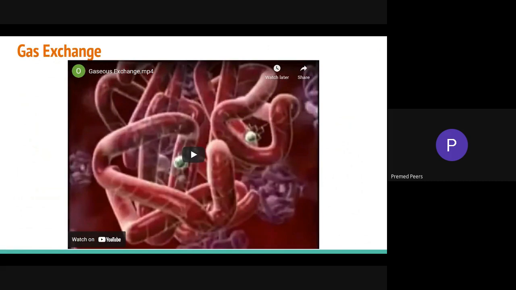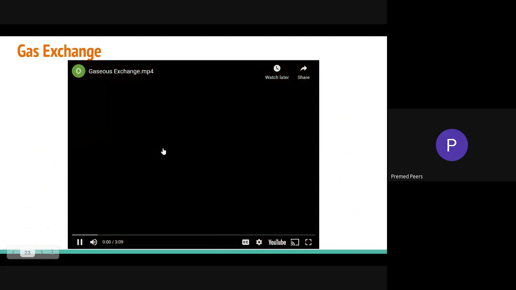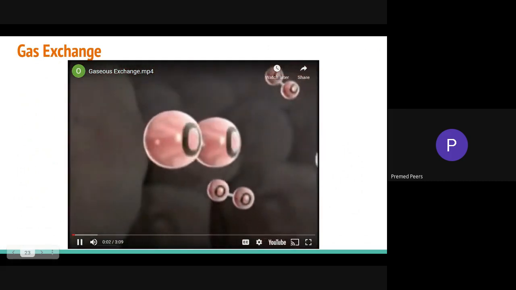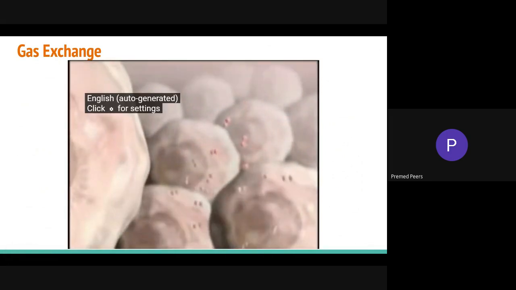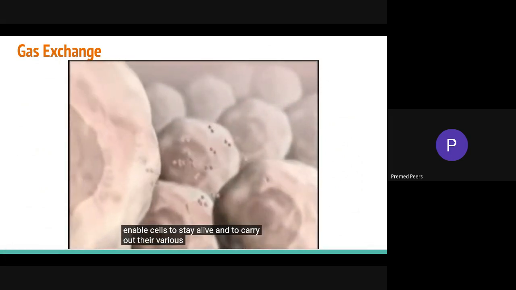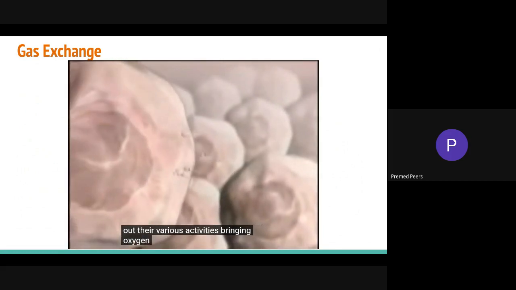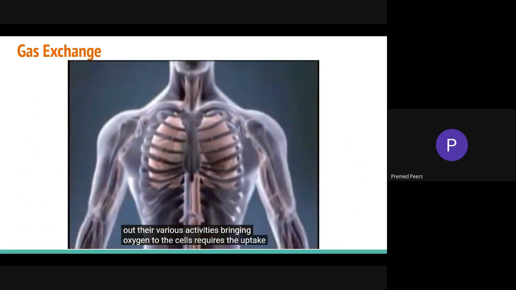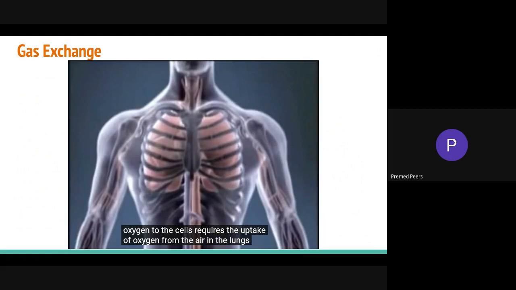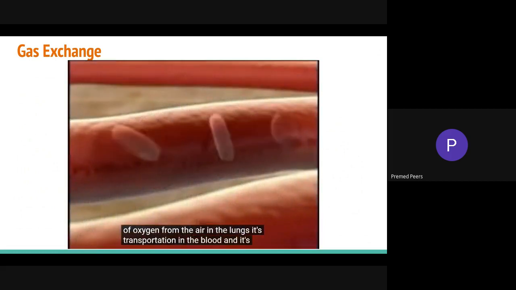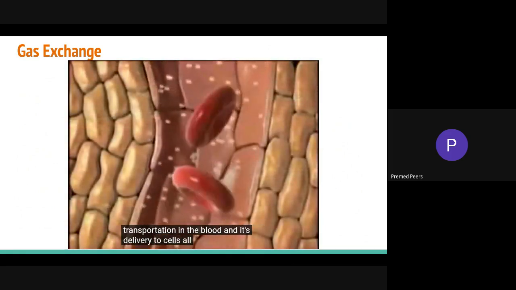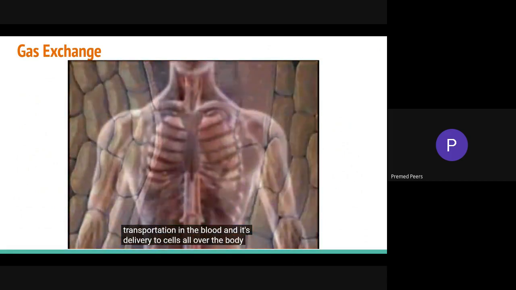Let's look at the gas exchange occurring in the respiratory zone more in depth. All cells need oxygen. It is the essential fuel which is necessary to enable cells to stay alive and to carry out their various activities. Bringing oxygen to the cells requires the uptake of oxygen from the air in the lungs, its transportation in the blood, and its delivery to cells all over the body.